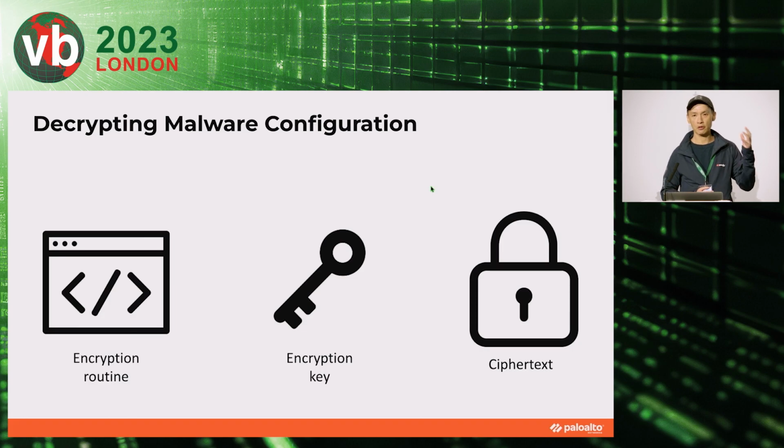So whenever we have a malware configuration that we need to decrypt, we need to basically have 3 pieces of information. We need to be able to identify their encryption routine. We need to be able to obtain their encryption key, and of course the ciphertext itself. Only given these 3 pieces of information can we obtain the configuration.